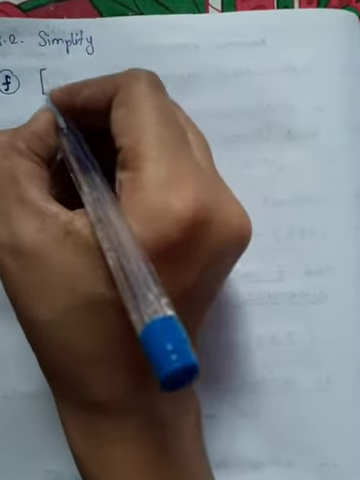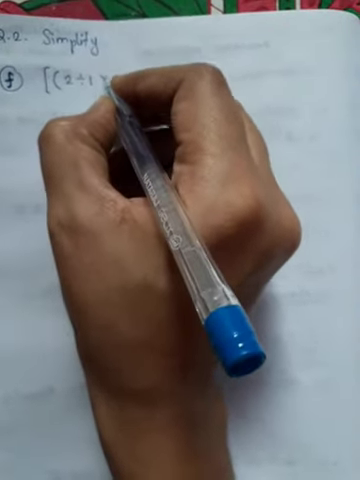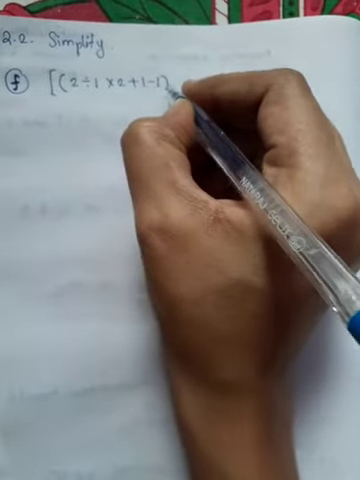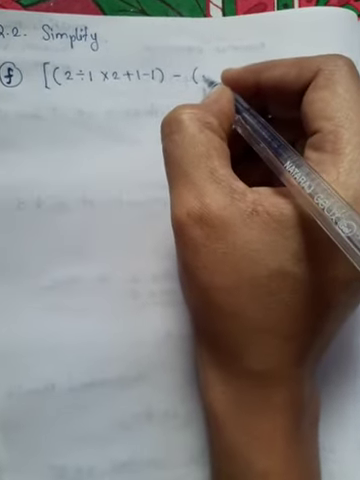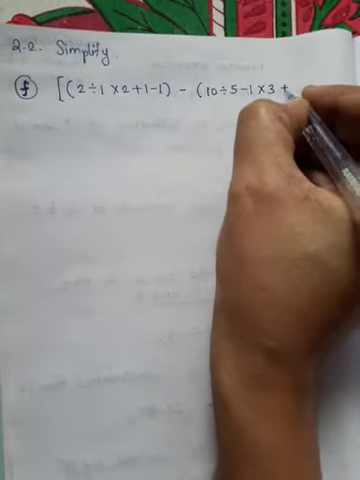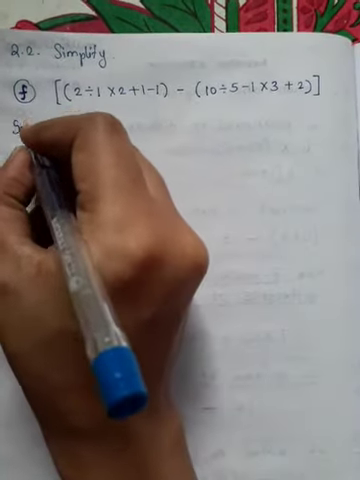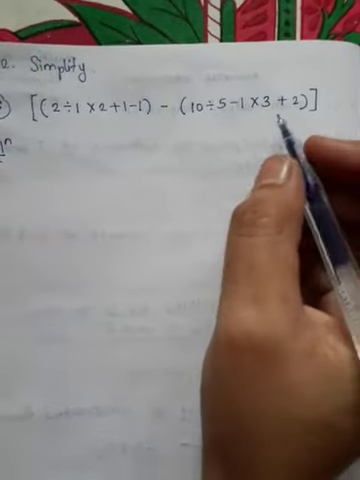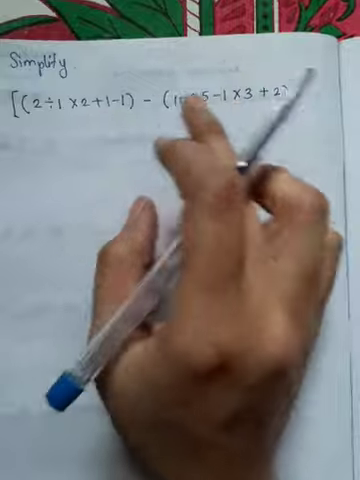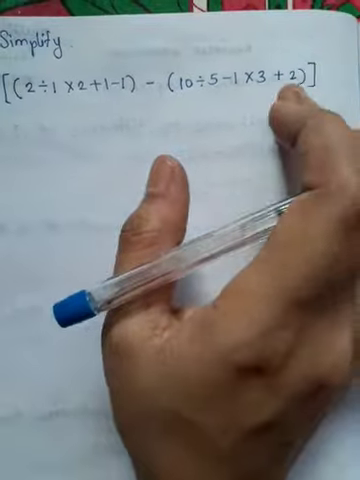Now see what F is. In a square bracket there are two round brackets: 2 divided by 1 into 2 plus 1 minus 1, minus, again a round bracket, 10 divided by 5 minus 1 into 3 plus 2, round bracket complete and square bracket completed. We have to simplify this term. In this term there are two round brackets, with a subtraction between them, and the whole is covered by a square bracket. So what is our method to solve this type of example?